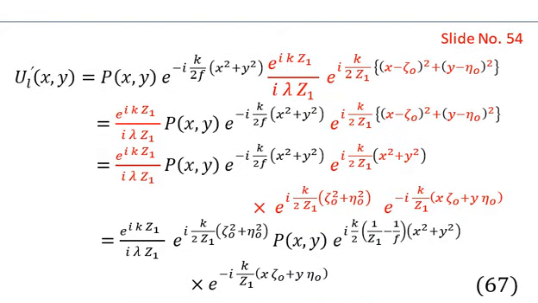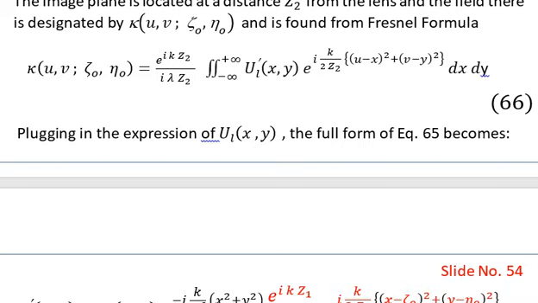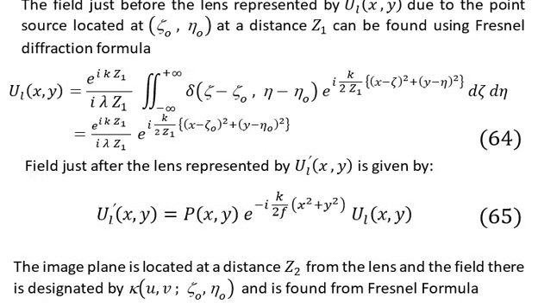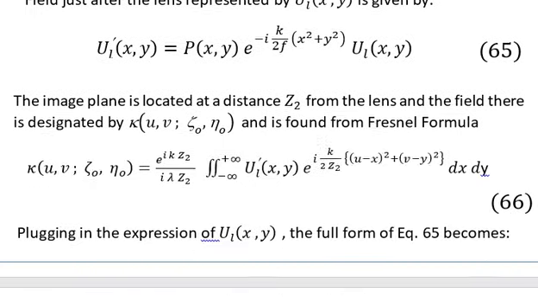So you see that the terms that we have substituted are shown in red, and the original terms that were present in this formula are in black. So the original terms present in equation number 65 are in black, and the terms that we substitute from equation number 64 are shown in red.